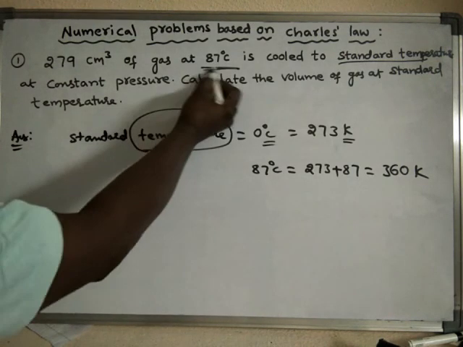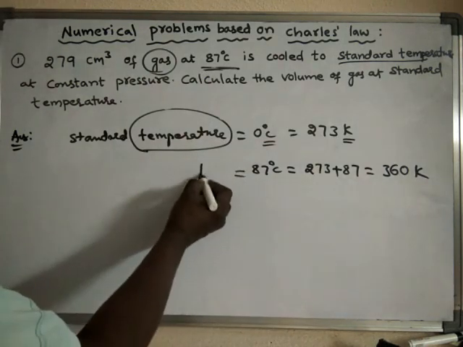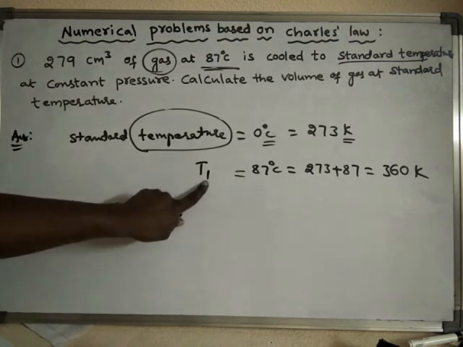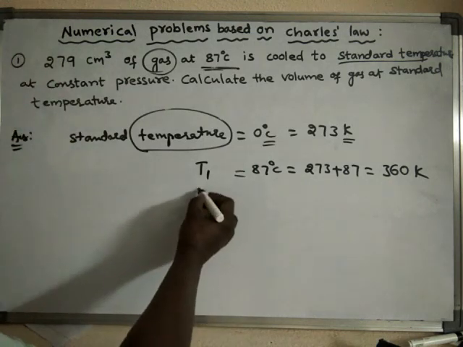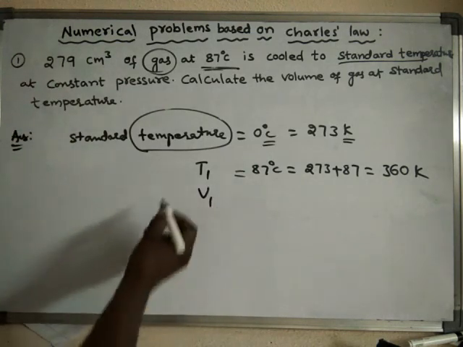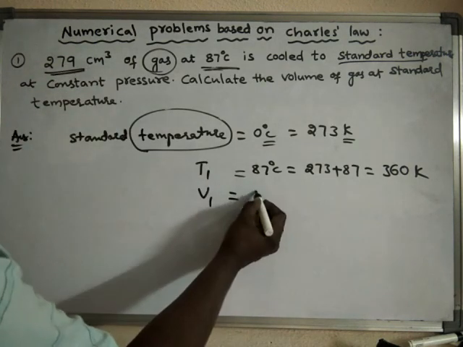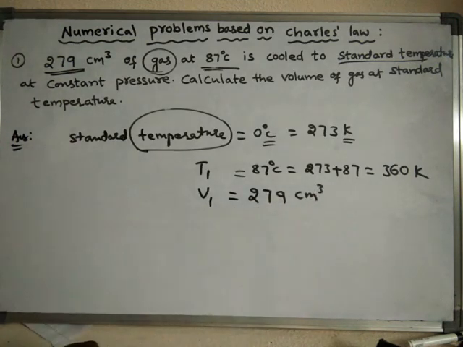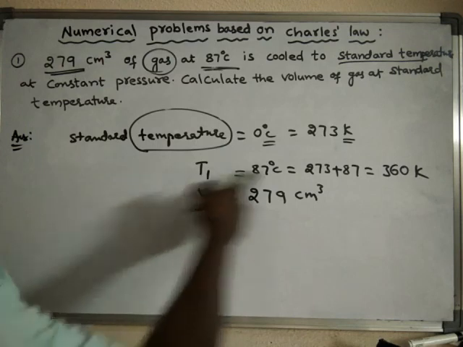Okay, so initially the gas was at this temperature. Let us assume the initial temperature is T1. T1 means initial temperature, and at this temperature, what was its volume? Its volume was considered as the initial volume. So this is the initial volume of the gas. The gas has this much volume at this temperature.